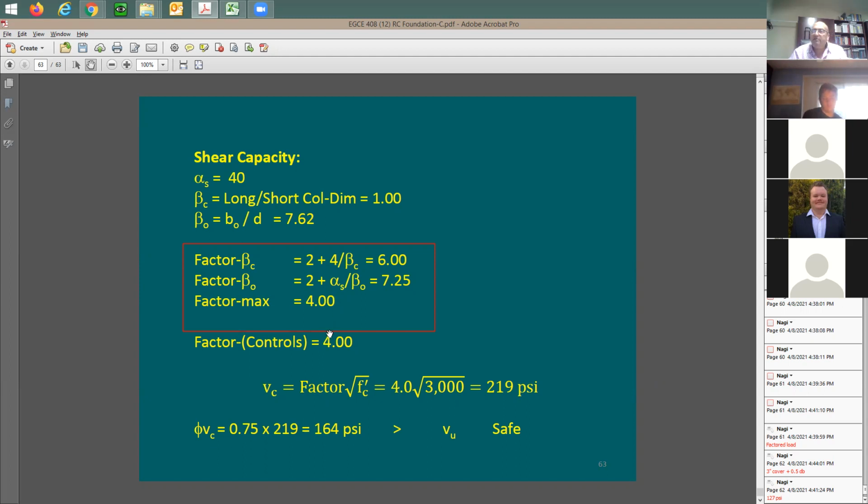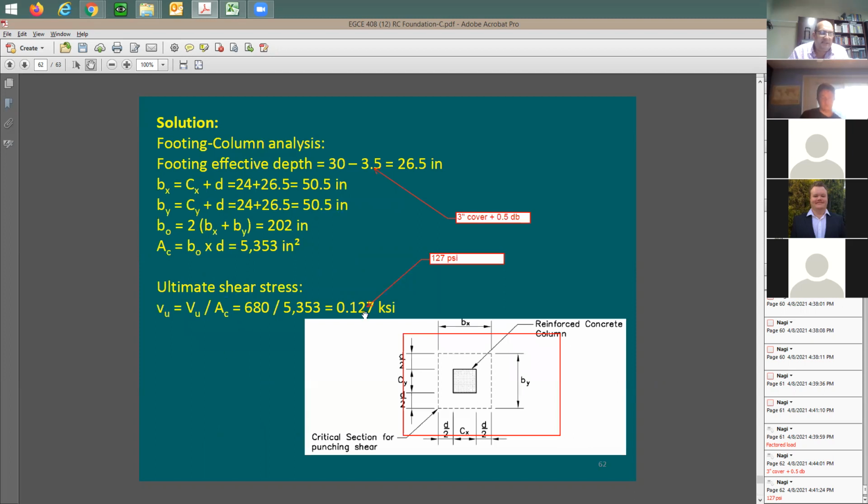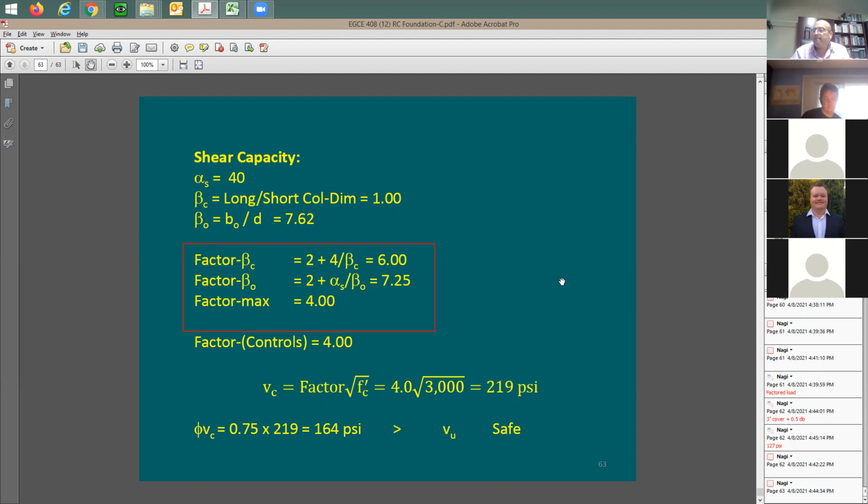So I said, okay, now let me find out this phi VC is gonna be equal to the factor, which is 4, times square root of 3,000, which is gonna be equal to 219, and this is just VC. Multiplied by the phi factor, the 0.75, which is the same for all shear cases, now it becomes 164 psi. This is greater than the 127 that I end up with here as my shear demand. So this footing thickness is good enough. Any questions?